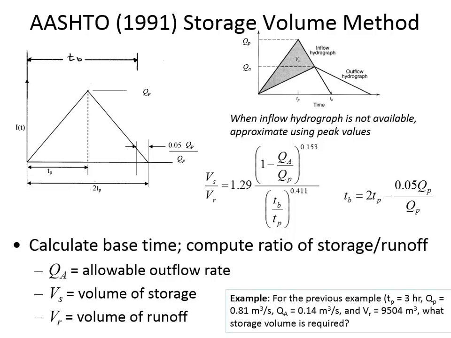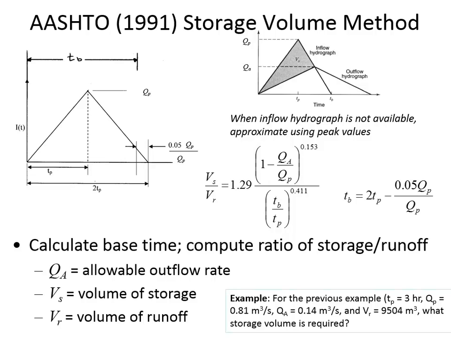Here in this example, T sub P is 3 hours, and T sub B is 2 T sub P minus 0.05 Q sub P divided by Q sub P. So that's 2 times 3 hours minus 0.05 over 0.81 cubic meters per second. So T sub B is going to be 5.95 hours.